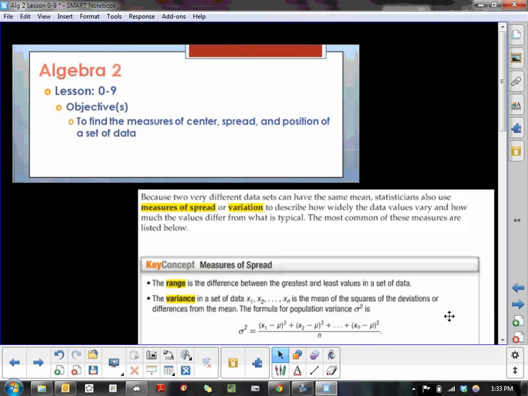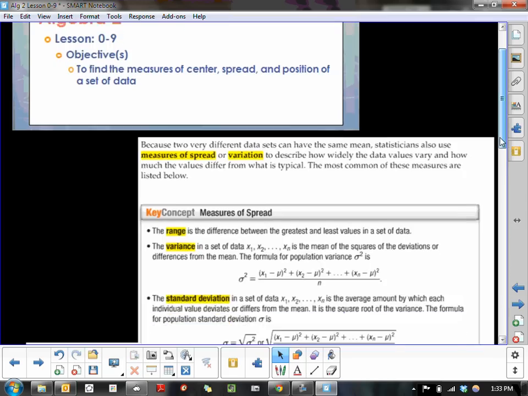Statisticians and mathematicians are not only concerned with the center of the data, but they're also concerned with the spread of the data, or how far apart their data values are within the data set. Because two very different data sets can have the same mean, statisticians also use measures of spread or variation to describe how widely the data values vary and how much the values differ from what is typical or what is the average. The most common of these measures are listed below.